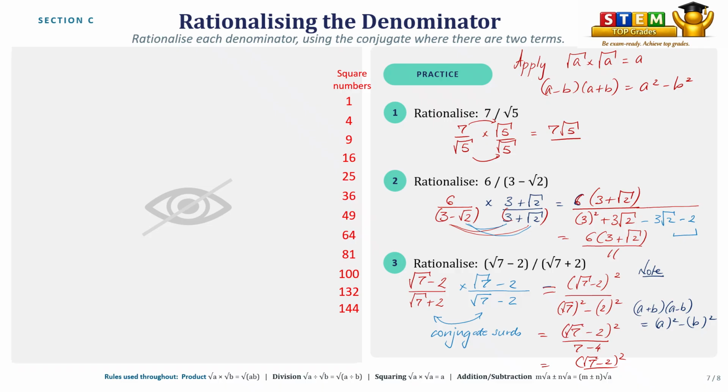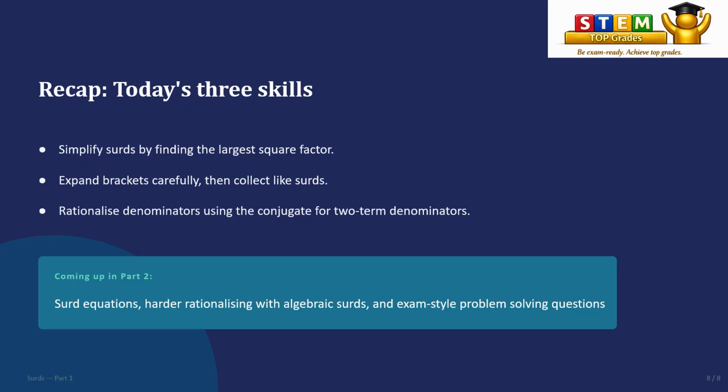So moving on, let's recap on today's session. We've looked at 3 different skills. You should by now be able to simplify surds by finding the largest square factor. You can also expand brackets carefully and then collect like surds. And finally, you've been able to rationalize denominators using the conjugate for 2-term denominators.